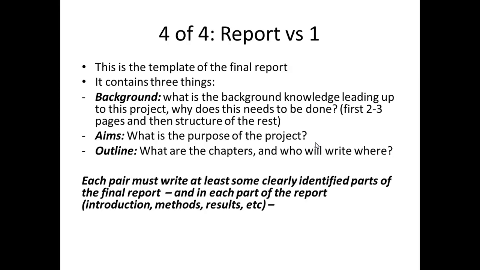And in order to pass the course, you need to contribute to all of these things. So each pair must write at least some clearly identified parts of the final report. And in each part of the report you need to write as well. So you need to write in the introduction somewhere, in the method somewhere, and the results somewhere. And it should be specified where that is. And that specification of where each person has written is primarily specified in something called the prefix, which is there in the very beginning.